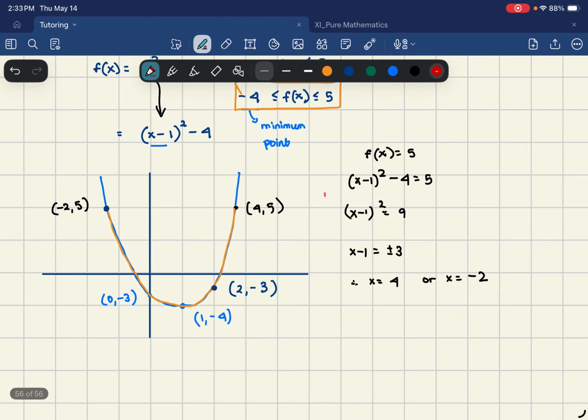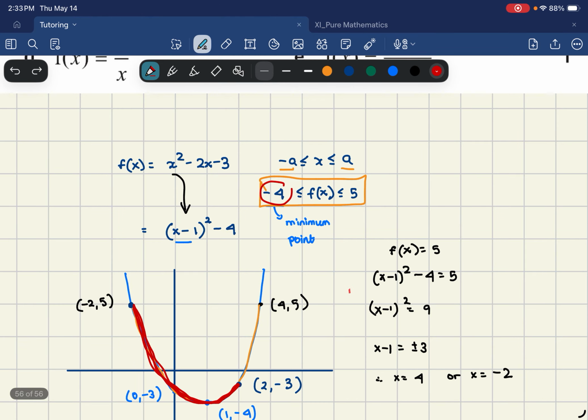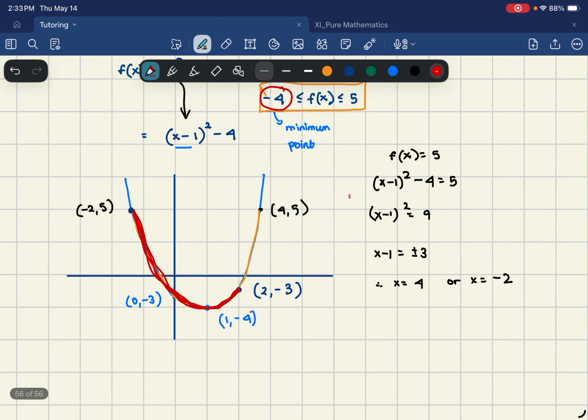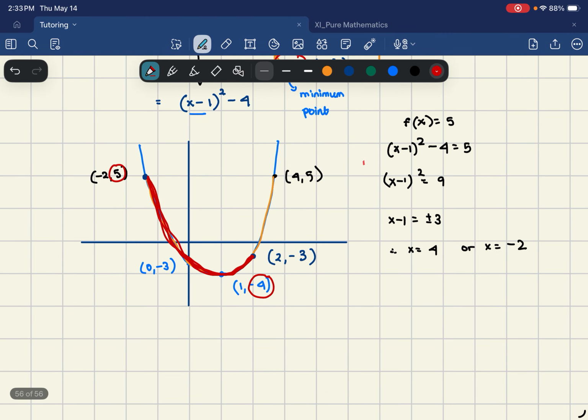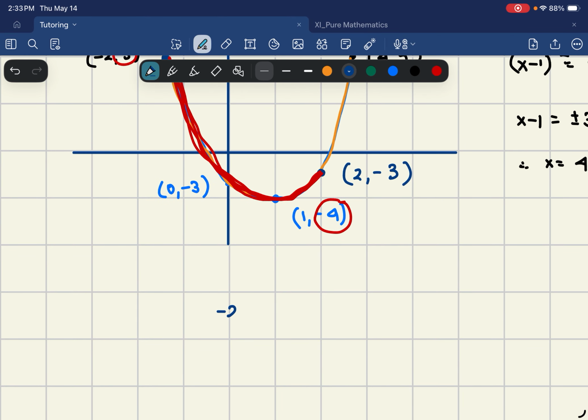So now let me check this red portion of the graph, from the orange portion. Does it cover the required range? It does. Negative 4 to 5, everything is covered here. And can I find the symmetric restriction? I can, because I can start at negative 2 for x and end at positive 2. So therefore, your a value is going to be 2.